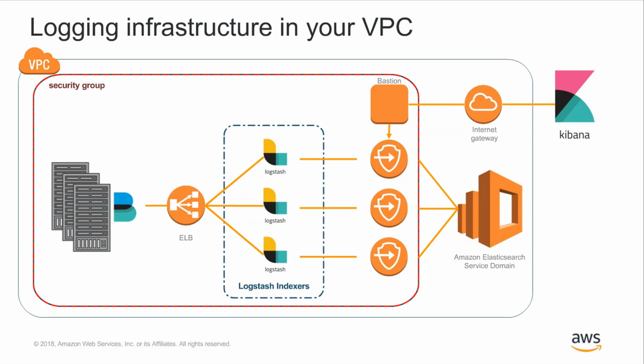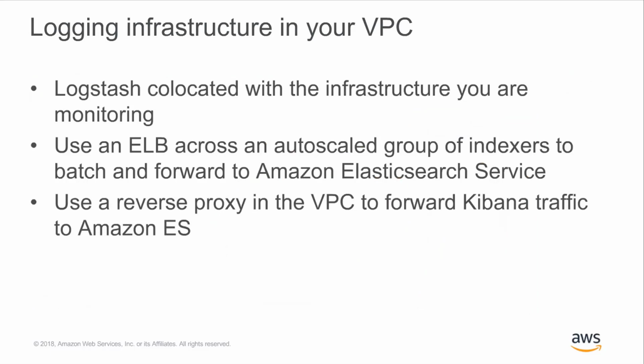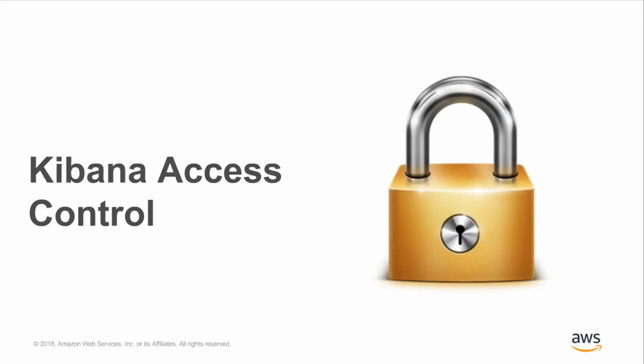I use Kibana, and then I have a Bastion host. I SSH into that Bastion host. My IAM policy allows traffic from that, or I simply use my security group to allow traffic to come from the Bastion to the ENIs. So Logstash generally will be co-located with the infrastructure you're monitoring. An ELB across an auto-scaled set of indexers is a common way to go, although there are many, many different patterns for this. And then use a reverse proxy or a Bastion to get your traffic to Amazon Elasticsearch Service.